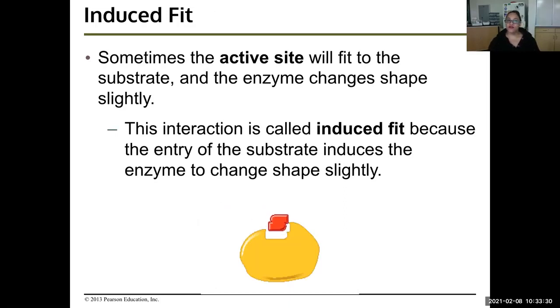Sometimes the active site will fit to the substrate and the enzyme will change shape a little bit. This interaction is called induced fit because the entry of the substrate induces the enzyme, or makes the enzyme change shape a little bit.